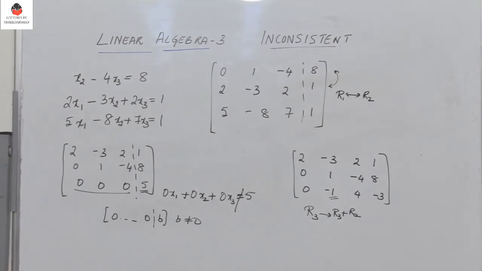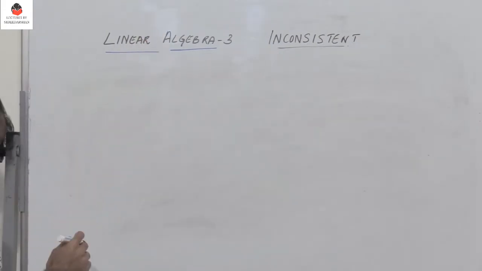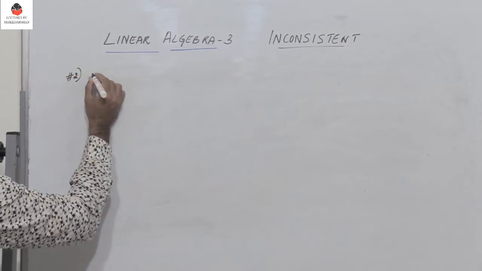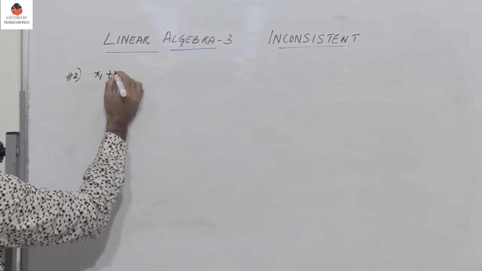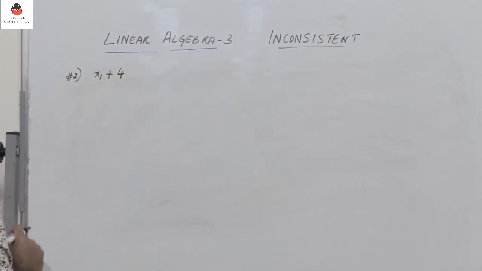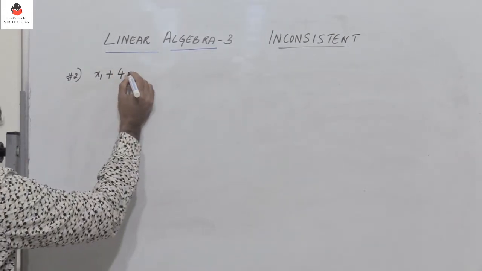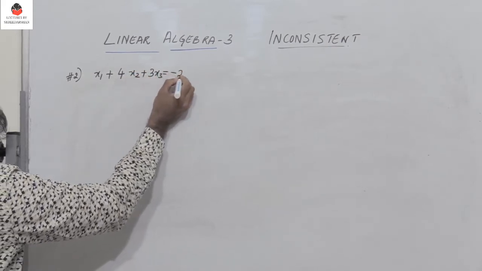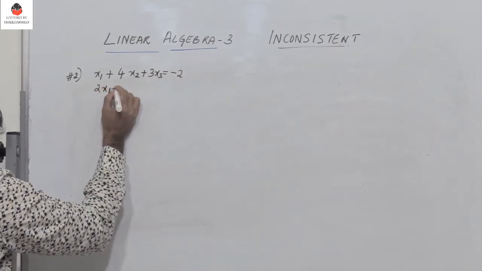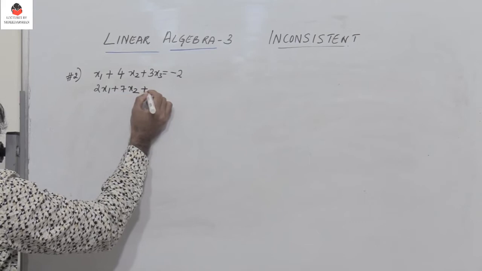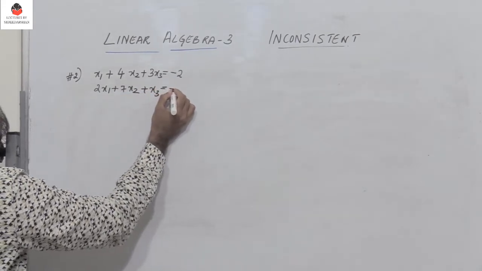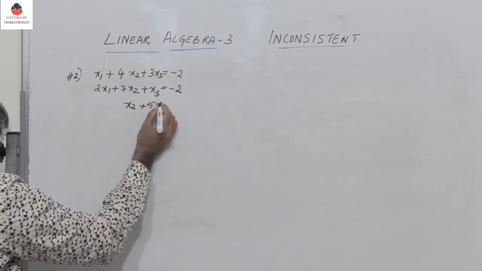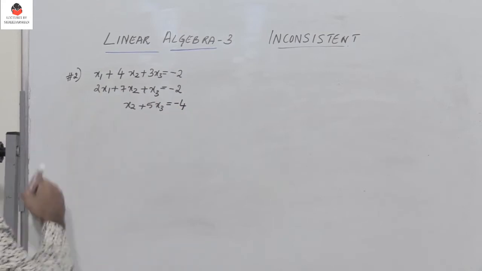So let's take a few more examples. Example 2. x1 plus 4x2 plus 3x3 equals minus 2, 2x1 plus 7x2 plus x3 equals again minus 2, and I have x2 plus 5x3 equals minus 4.